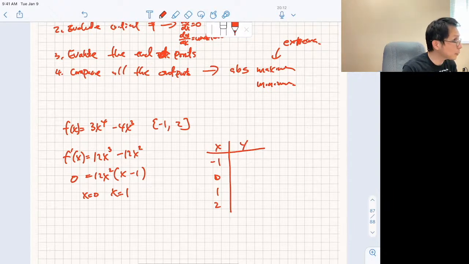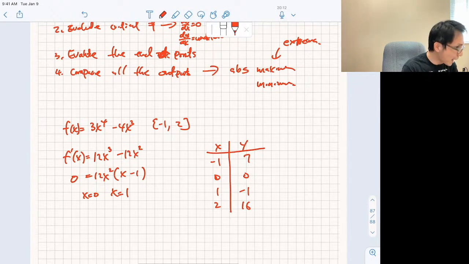If you plug in -1, what am I going to get? 7. I think 7. Okay. If I plug in 0, I'm going to get 0. If I plug in 1, -1, good. And if I plug in 2? 16.